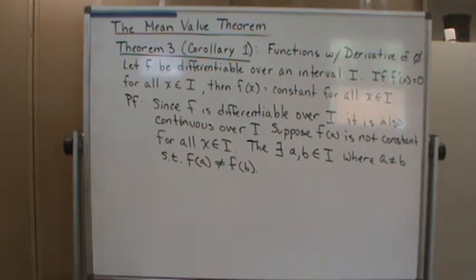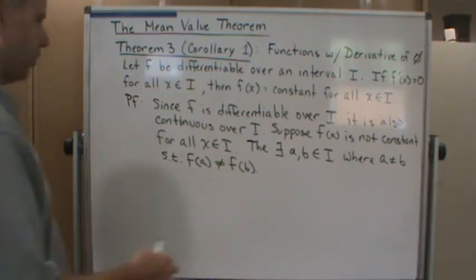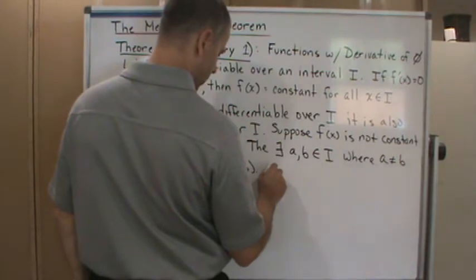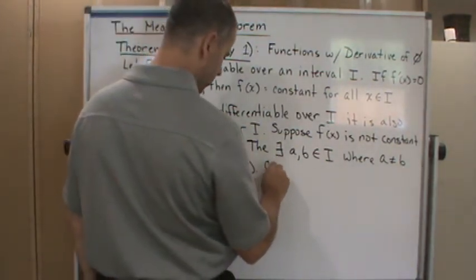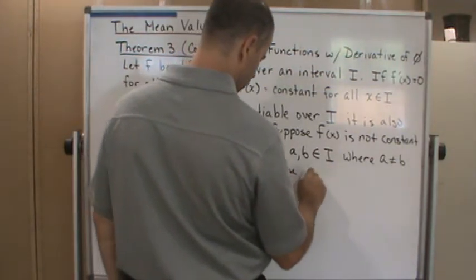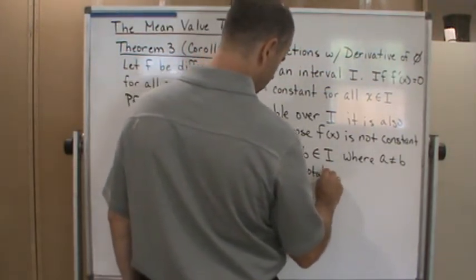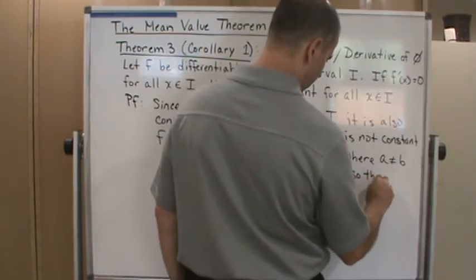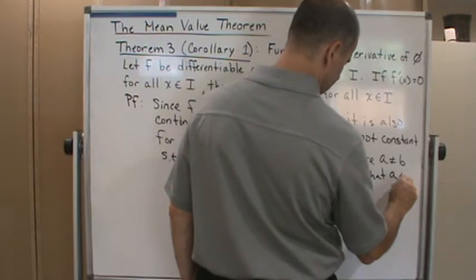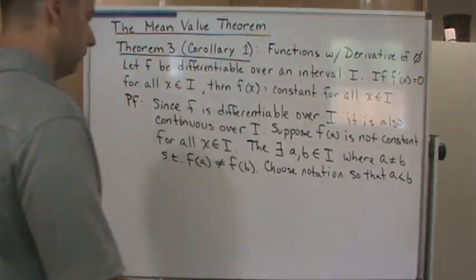Now, let's choose A is less than B. We could do it for A greater than B, but let's choose notation so that A is less than B.